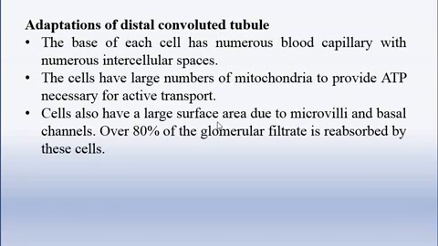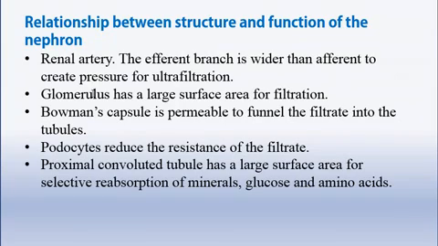And lastly, adaptations of the distal convoluted tubule. With adaptations, we know very well, we look at the structure and how the structure is related to performing its functions. Also, the adaptations of the loop of Henle or the nephron, that is the relationship between structure and the function of the nephron, as we have already described the structure of the nephron and also the kidney, and you know very well how it functions. You can relate the structure with the function.